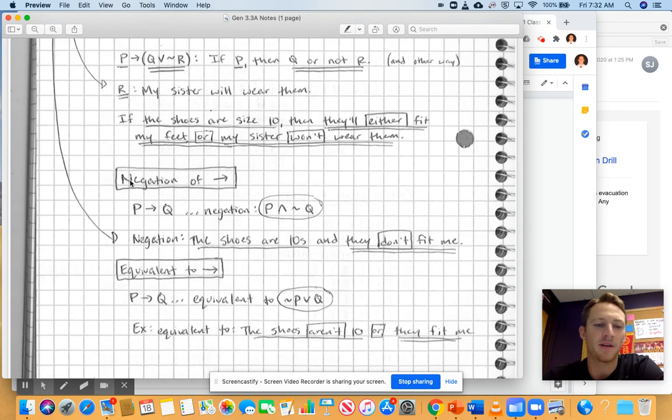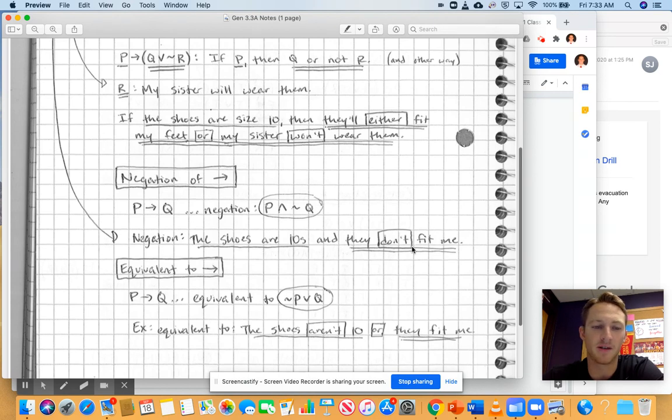Talking about negations here. So the negation of an if-then statement. We have if P, then Q. But the negation of this is going to be P and not Q, because the opposite of if P, then Q would be if we promised that P would happen, but then Q doesn't happen. So the negation of if P, then Q would be the shoes are 10s and they don't fit my feet. So I promised that the shoes were size 10s, but it turned out they didn't fit my feet. So this is not true.